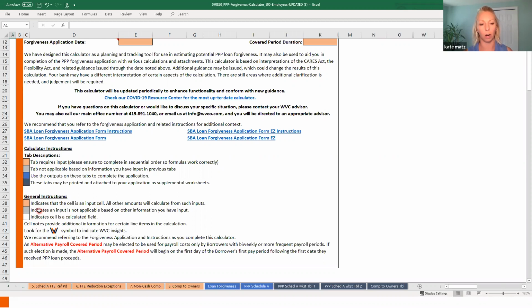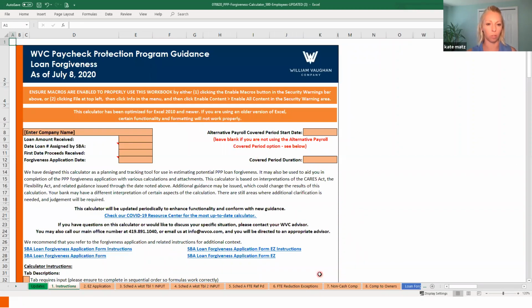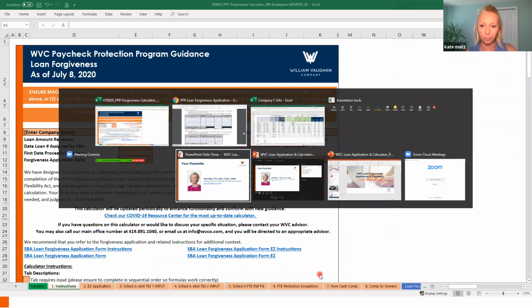The rest, either you don't need to put anything in, or they're going to be locked because those will be calculating from other areas. All right, so that's kind of the overview of the application and how the calculator is designed and set up to work. Let's take a look now at our example.